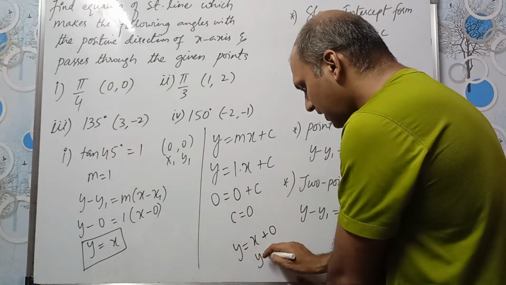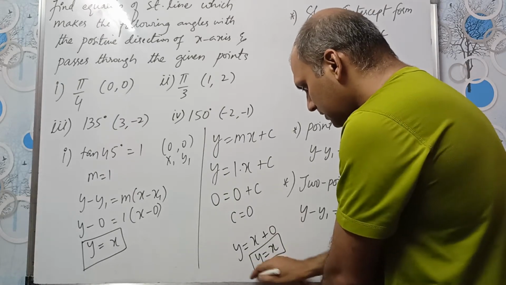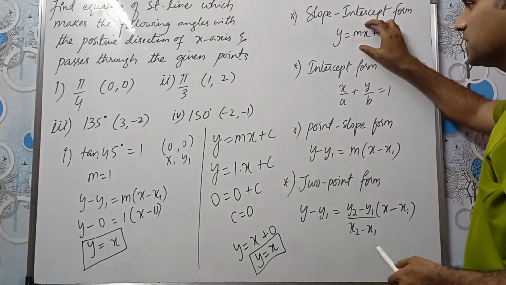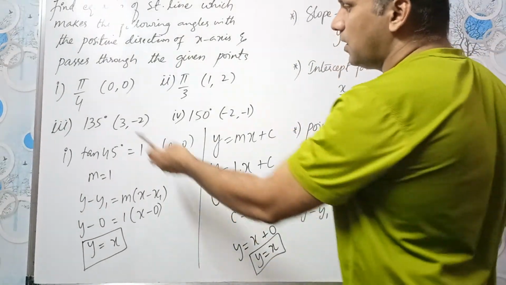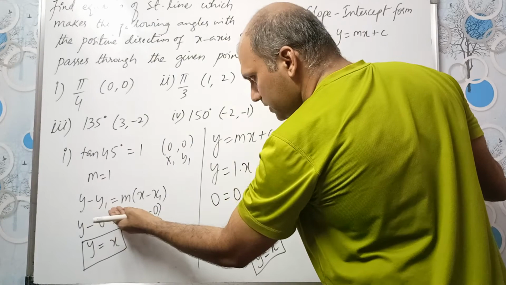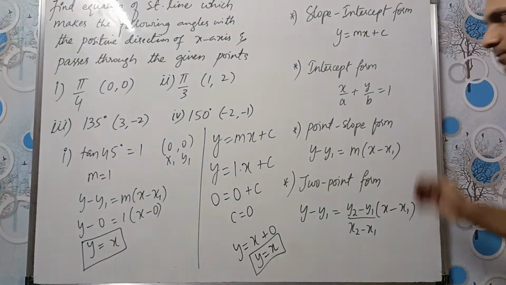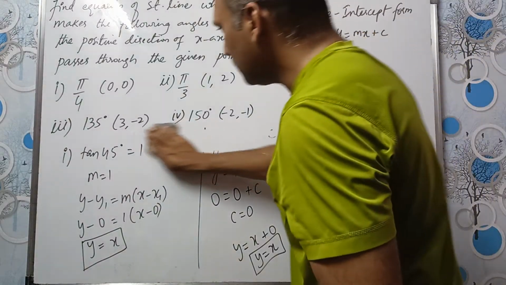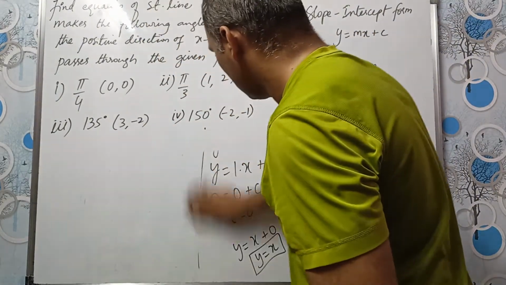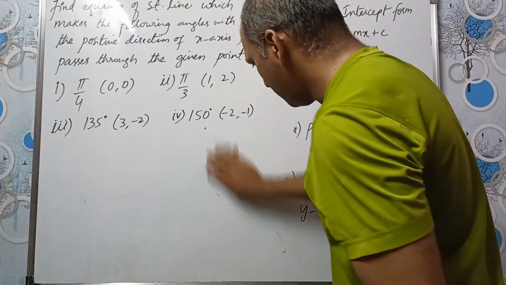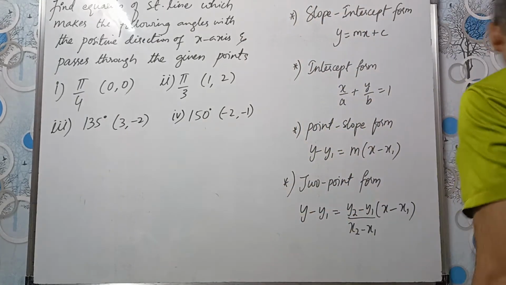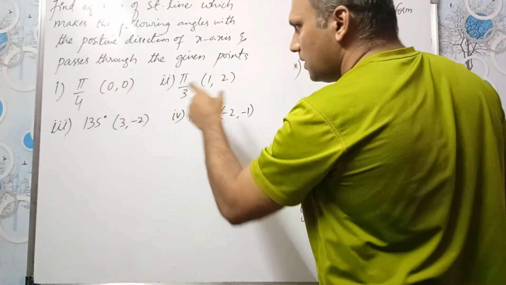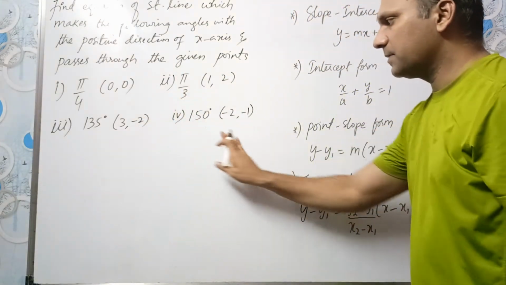So we'll have y is equal to x. See, y is equal to x, same equation, right? So we can either use y is equal to mx plus c like this, or we can directly use y minus y1 is equal to m into x minus x1. Okay, all right. Now, what about the second bit? See, I hope you understood how to solve this. Now, what about the second bit?